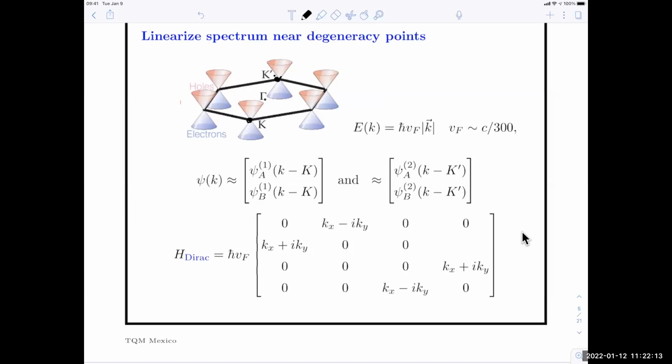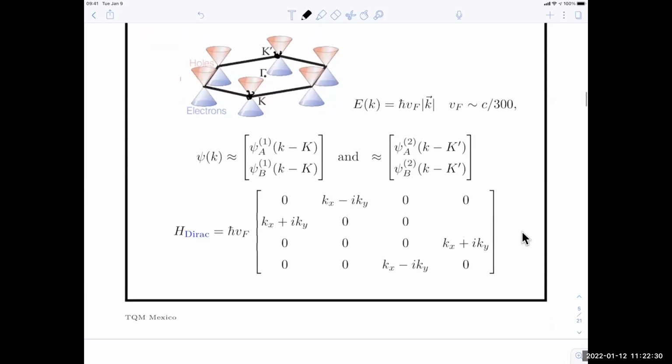And the valleys you could sort of think of as the valleys in this energy landscape near the K and K prime points. The other cones here are simply related to these by reciprocal lattice translation, so they're not independent. Okay, so here is my Dirac Hamiltonian. I haven't put in the spin degree of freedom yet. I will in a moment.